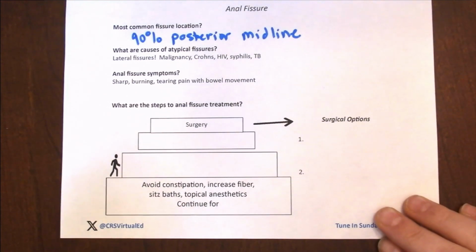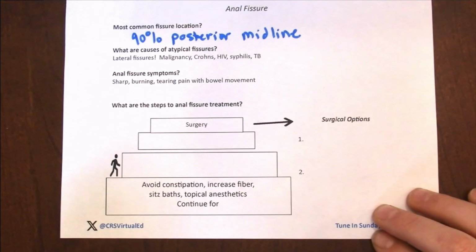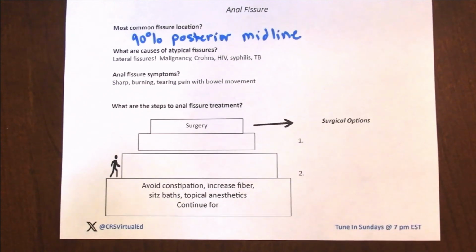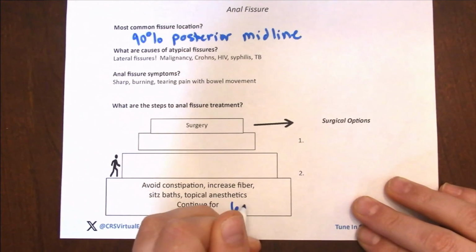Last question. What is the approach for managing an anal fissure? Like many of the other colorectal treatments for different diseases, it's a stepwise approach. Starting with the most low-risk treatments, these would be things in order to avoid constipation. So increasing fiber and water intake, sitz baths, and topical anesthetics. And usually we would recommend these for about 6 weeks to see if their symptoms improve.